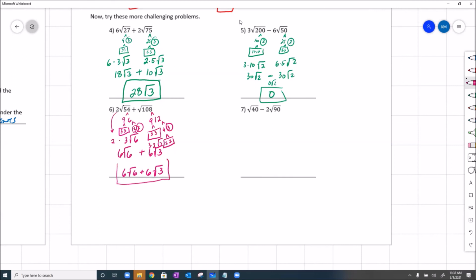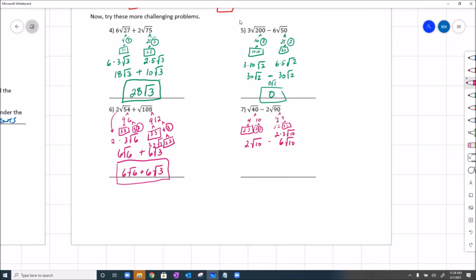All right. Last one here, we have radical 40 minus 2 radical 90. So that gives me 4 times 10. 5 and 2, 2 and 2. So I have a pair of 2s, goes on the outside. 5 and 2, no pairs, so multiply it together, we get radical 10. So 2 radical 10 there. On the other side, I have 2 radical 90. So that's 10 times 9. 5 and 2, 3 and 3. So I have a pair of 3s that goes on the outside. 2 times 3 radical 10, so 6 radical 10.